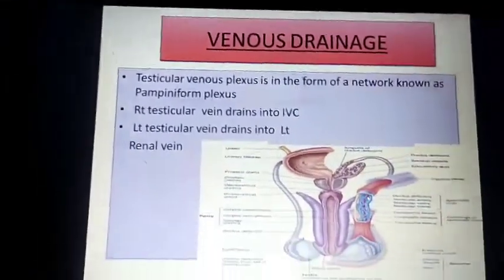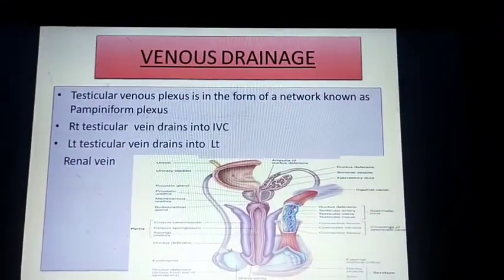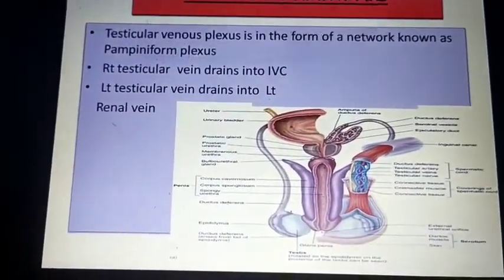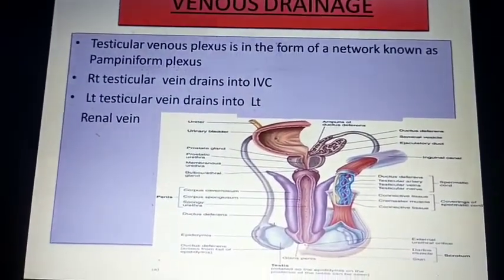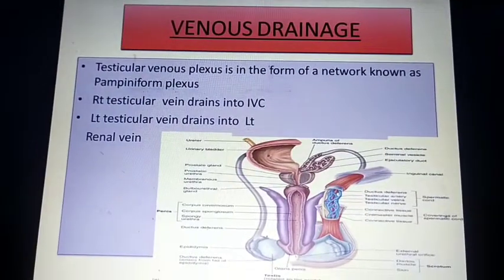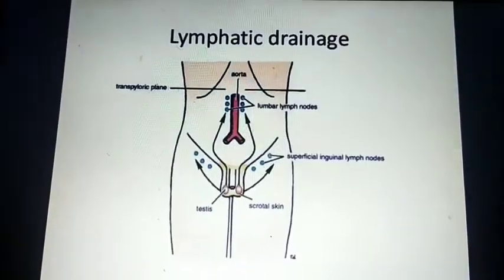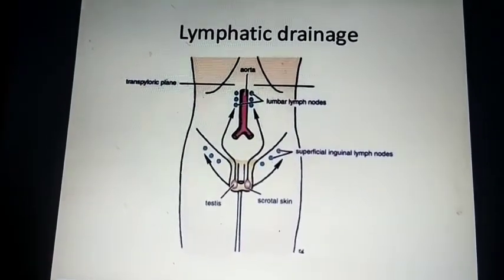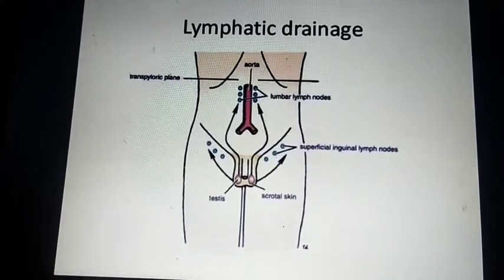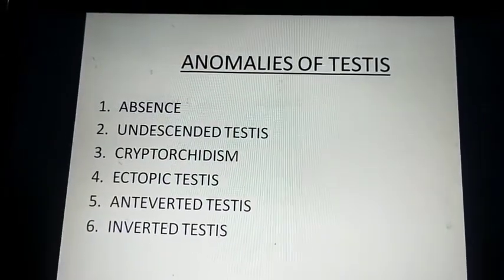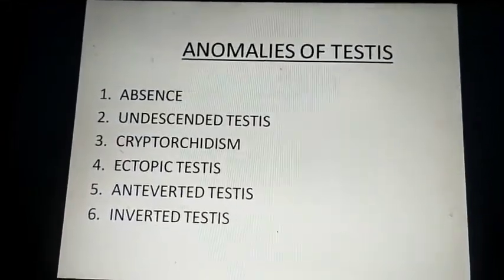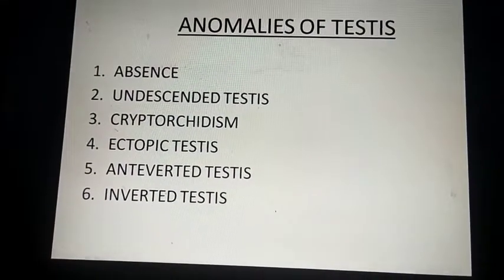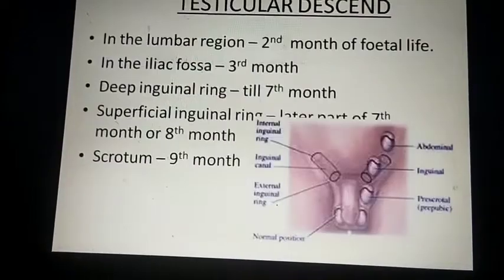Venous drainage: the testicular venous plexus is a network known as the pampiniform plexus. The right testicular vein drains into the inferior vena cava and the left testicular vein drains into the left renal vein. Lymphatic drainage is by the superficial inguinal nodes and also by the lumbar lymph nodes. Then anomalies of the testis: absence of a testis, undescended testis, cryptorchidism, ectopic testis, anteverted testis, and inverted testis.